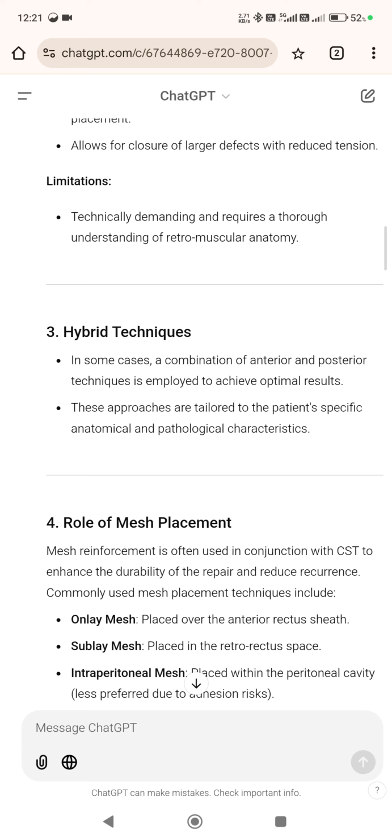3. Hybrid techniques. In some cases, a combination of anterior and posterior techniques is employed to achieve optimal results. These approaches are tailored to the patient's specific anatomical and pathological characteristics.